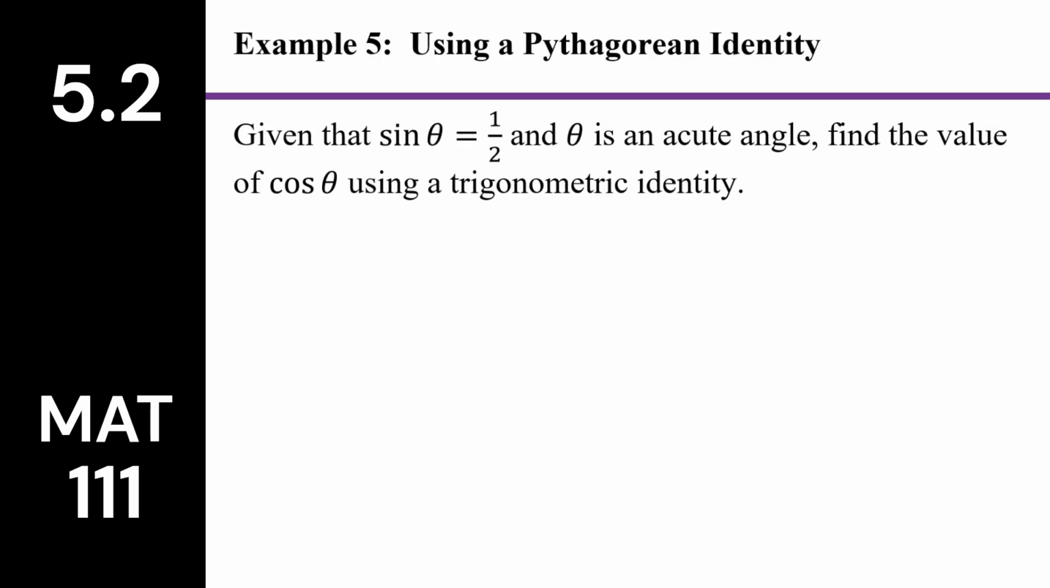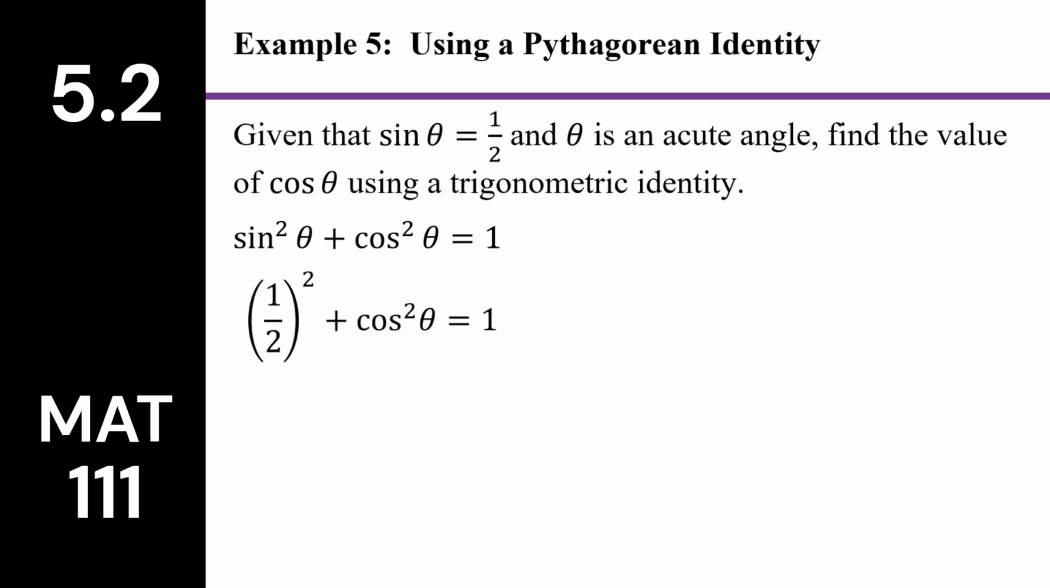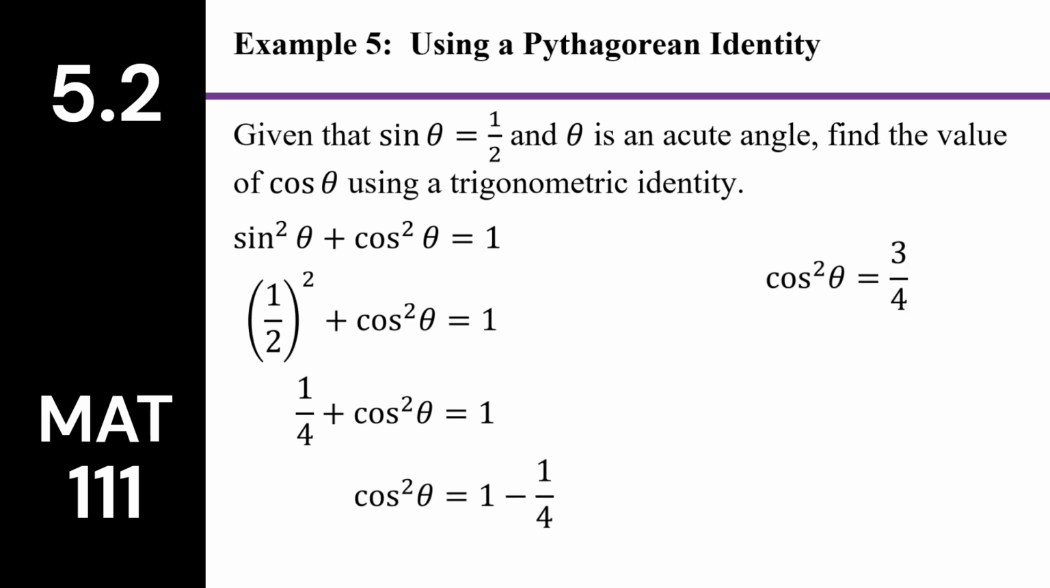So what we recognize is that the sine and the cosine are related to each other in a Pythagorean identity. Sine squared plus cos squared equals 1. So we substitute in the value we know for sine, and that's a 1/2. We square the 1/2, giving us 1/4. Subtract 1/4 from both sides. That reduces to 3/4. That's cos squared equals 3/4. So we take the square root of both sides. So the cosine equals the square root of 3/4. And when we reduce that, the top simplifies to radical 3, and the bottom, the square root of 4, is 2.